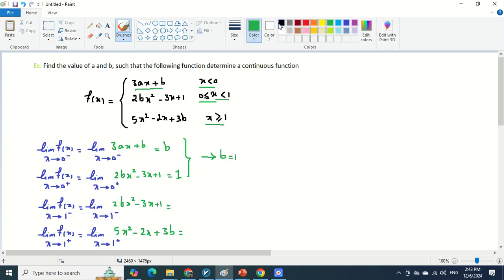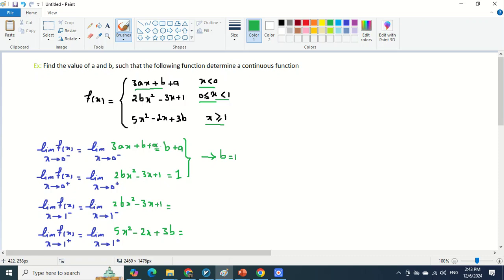Let me just change the function a bit and put a as well over here to have a condition like this. So we have b plus a then, and the result gives us b plus a as well.